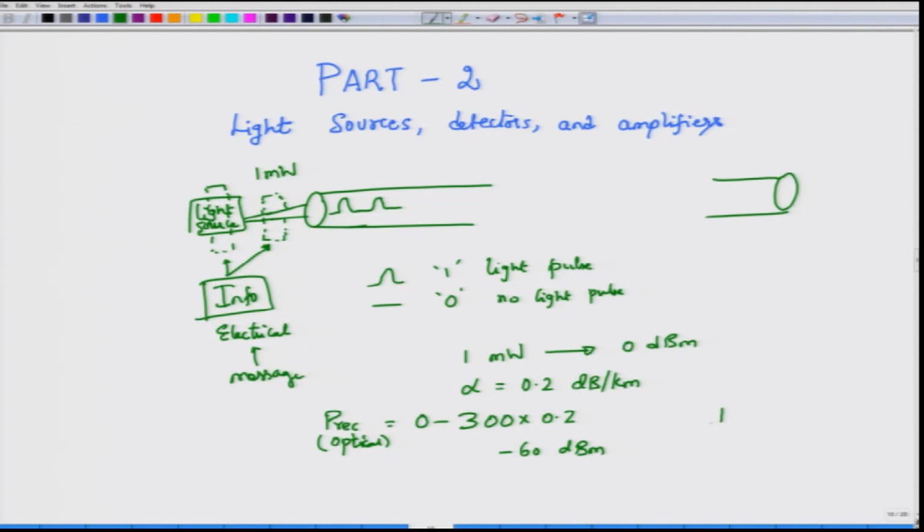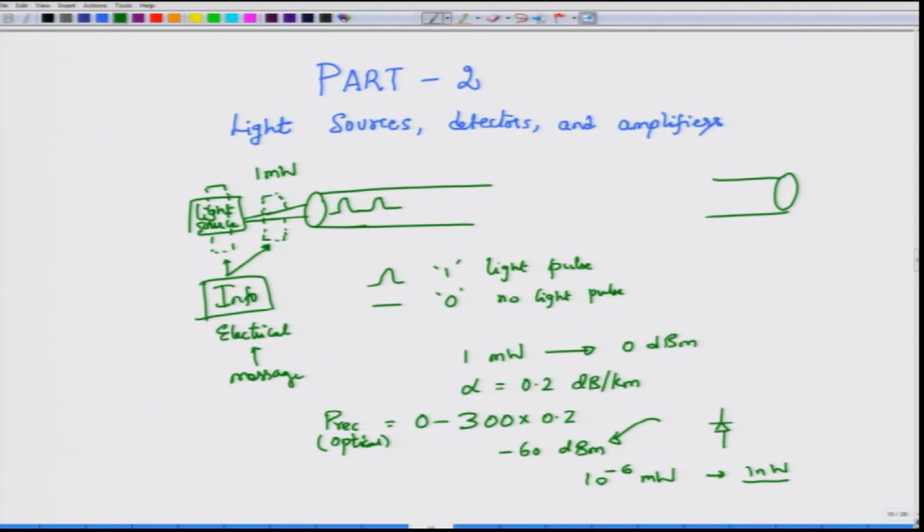Now, most photodetectors would not be able to sense this very small amount of optical power. How small is minus 60 dBm? Minus 60 dBm is actually 10 to the power minus 6 milliwatt. Equivalently, this is about 1 nanowatt. Most detectors, without any additional support, cannot detect this amount of power. It is a very low power for the photodetector to directly detect the optical signal.